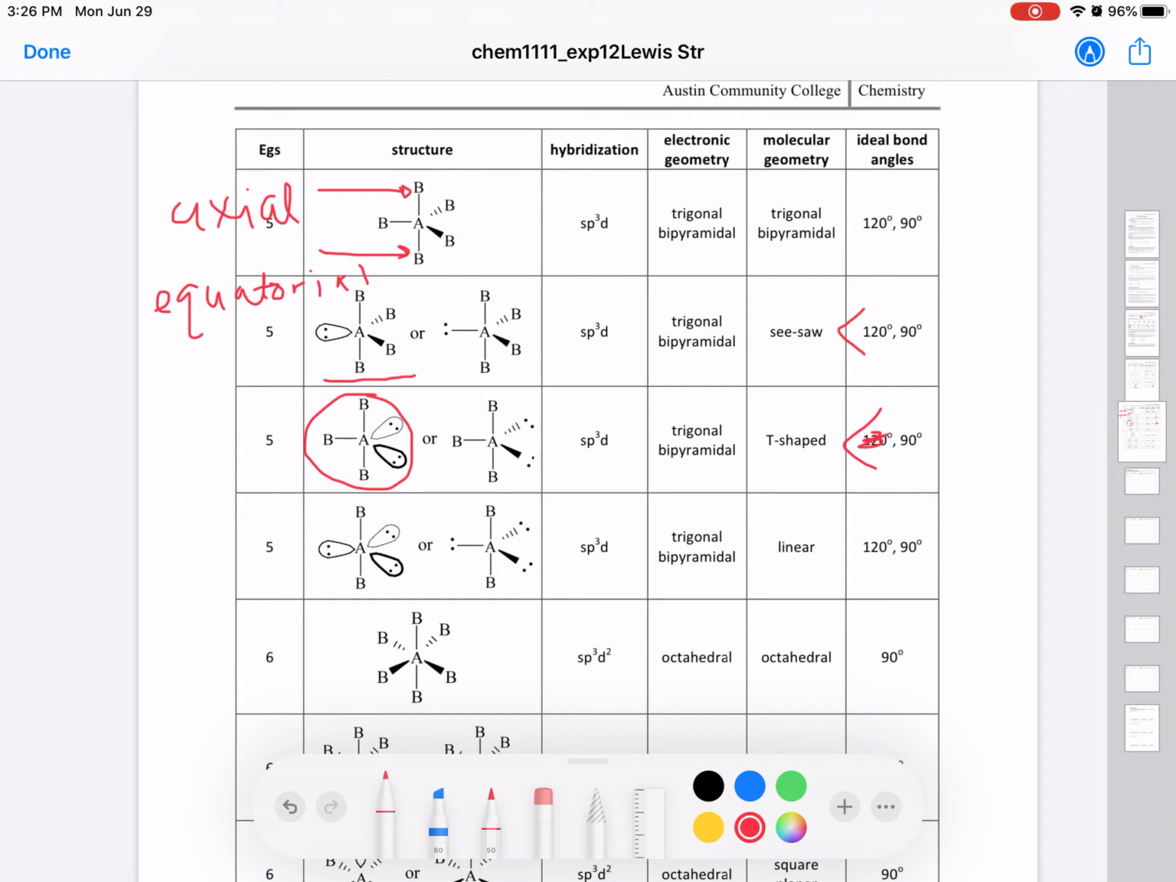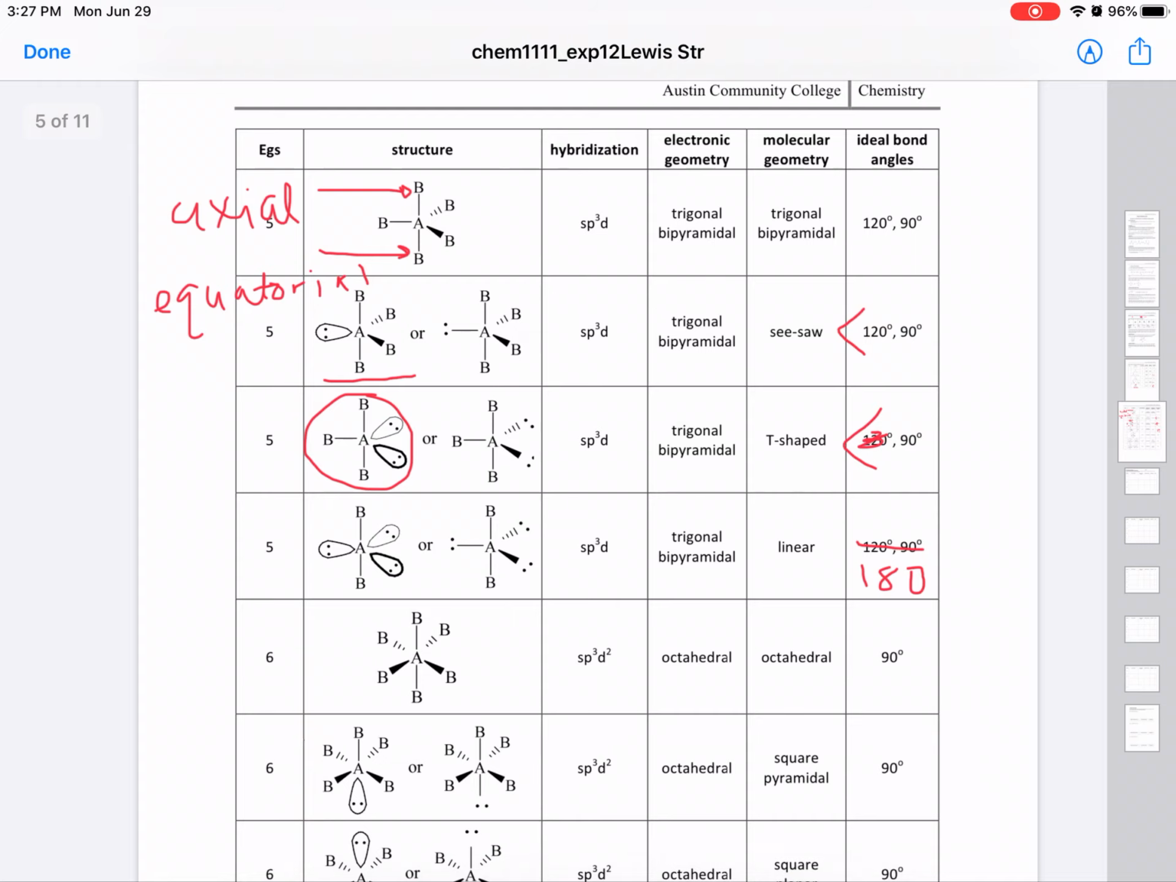And then the next one, when you have 3 lone pairs out of the 5 electron groups, sp3d is going to be your hybridization. Electronic geometry would be trigonal bipyramidal, and then the molecule will become linear now because the 3 lone pairs are going to be in the equatorial position. So the ideal bond angle is going to be 180, not 120 or 90. 180. Okay.